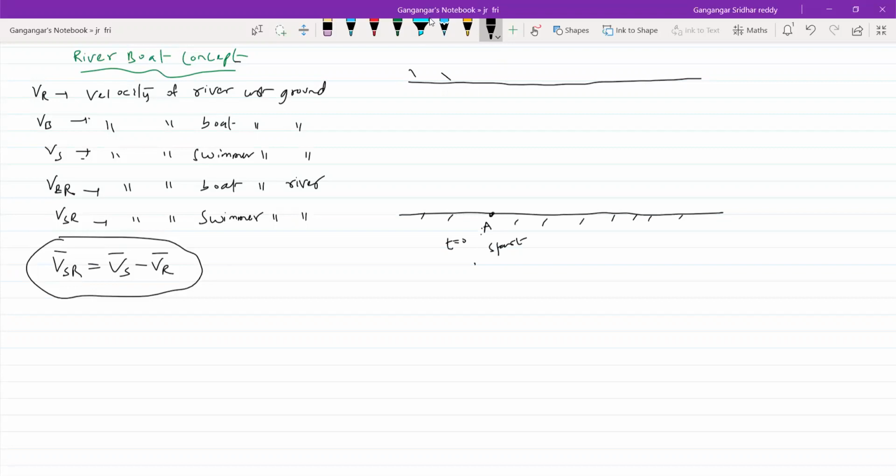I think I should not use the word shore. Seashore, it's called river shore. We should not use river bank. So there's a bank. And what about this? This is the opposite bank. Where you start, there'll be a bank. Where you reach the other side is called the opposite bank. There is a point exactly opposite to the starting point, which we will denote by the symbol B.